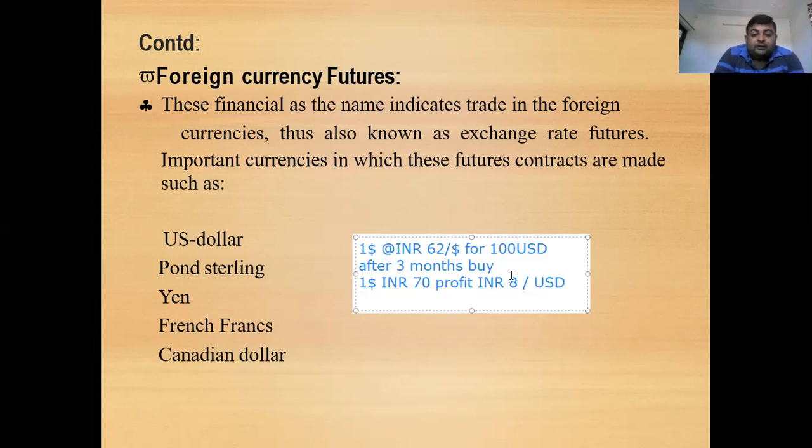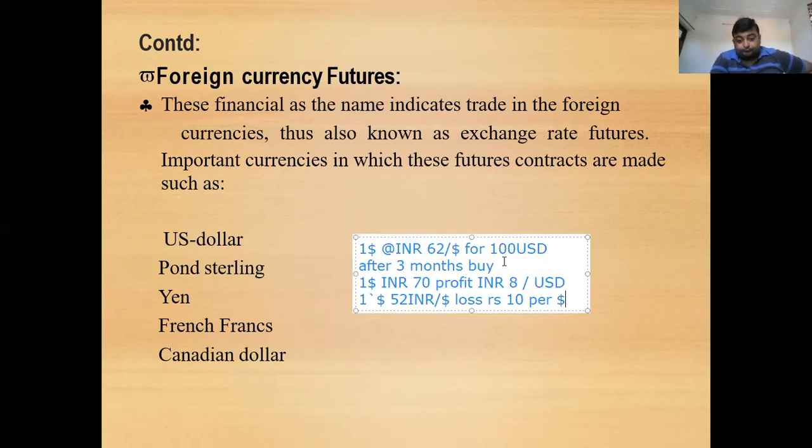Now taking another example, if the price of $1 on the date of maturity becomes, let's take 52 INR per dollar, what will happen? I am having a loss of almost rupees 10 per dollar. So this is an example of foreign currency rates. Here I have entered into a 3-month future at the rate of 62 per dollar for 100 USD.